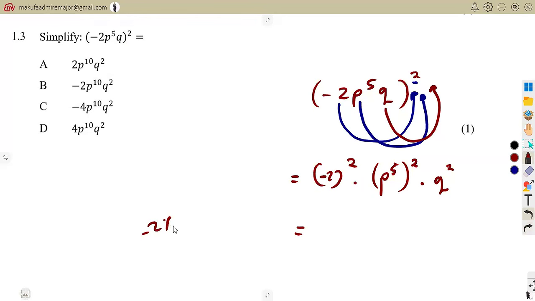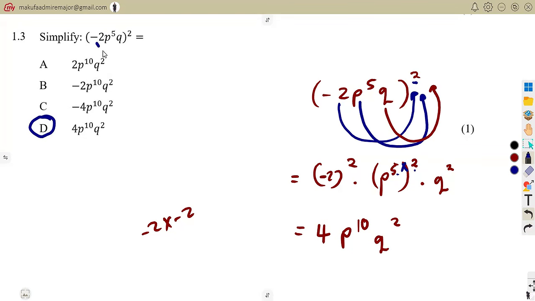That's minus 2 times minus 2. So that is going to give us a 4. Remember, exponent and exponent, you multiply. So in this case, that's 5 times 2, which is a 10. P to the exponent of 10, then Q is going to remain as to the exponent of 2. So the best answer that we were going to have in this case was going to be a D.